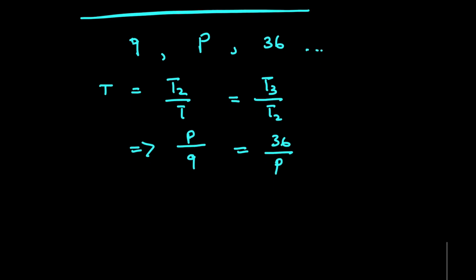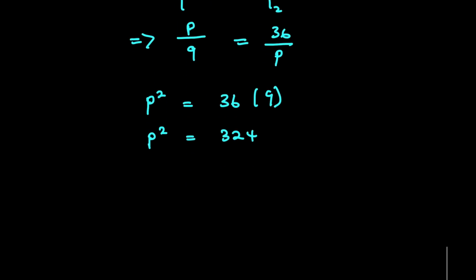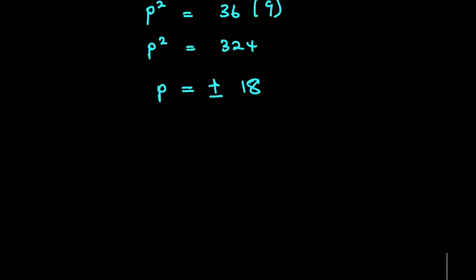This should equal T3, which is 36, over P. So if you cross multiply, you're going to have P squared is equal to 36 multiplied by 9, right? P squared is equal to 324. So now, what is your P? P will be plus or minus the square root of 324, plus or minus 18, right? That is what your P would correspond to.